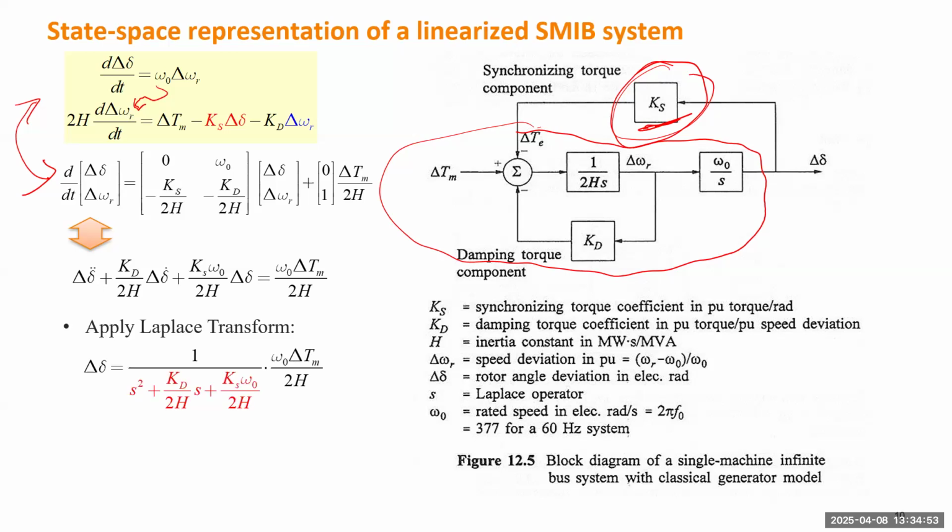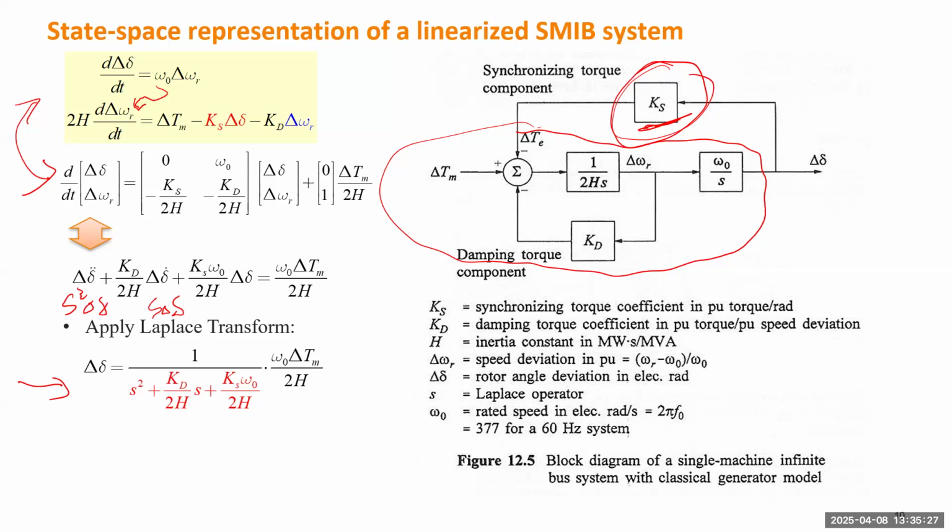If we apply the Laplace transform to this equation, the first term will become s squared delta delta, and this one will become s delta delta. Then you do some simplification, and you'll have the solution of delta delta in the frequency domain. If you apply the inverse Laplace transform, you'll be able to get the response in the time domain.